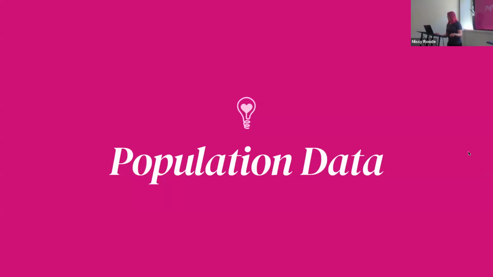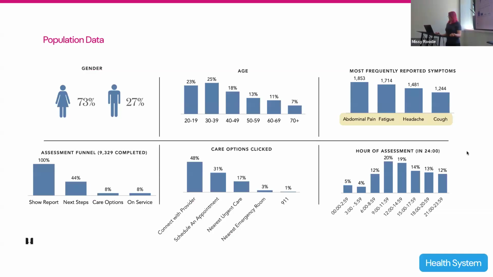All right, then we move into population data. First thing you might ask is, wait a minute, is this analytics? Yes, again, analytics and population data, there's a lot of overlap. Going back to the symptom checker, we were seeing who was using the symptom checker and how, and we're seeing 73% women in this example.